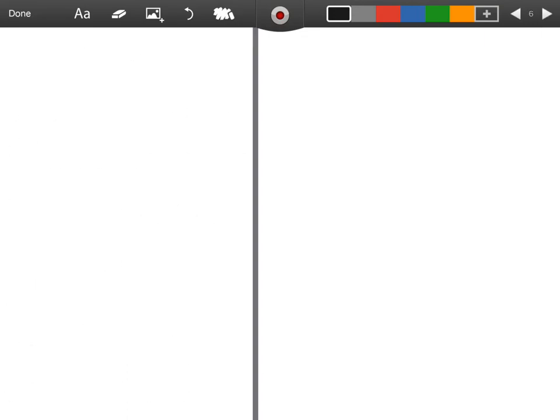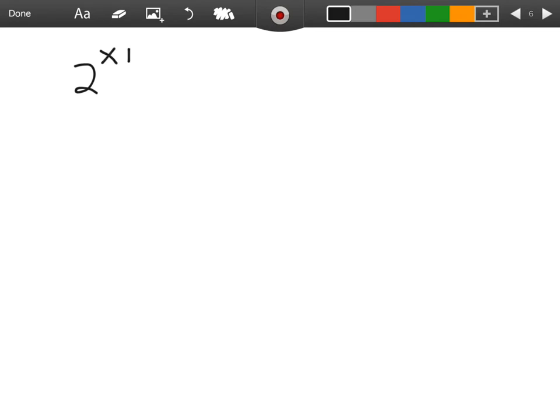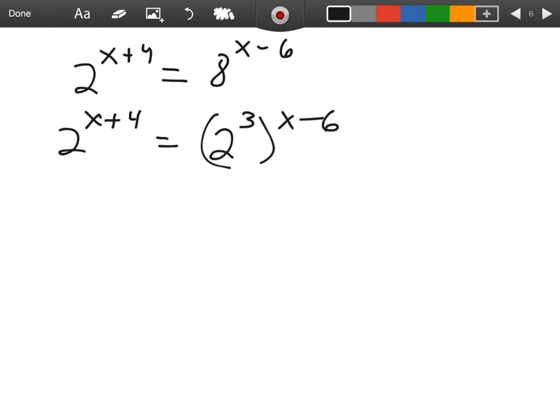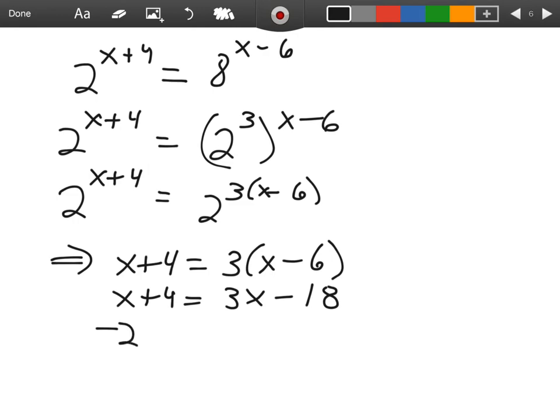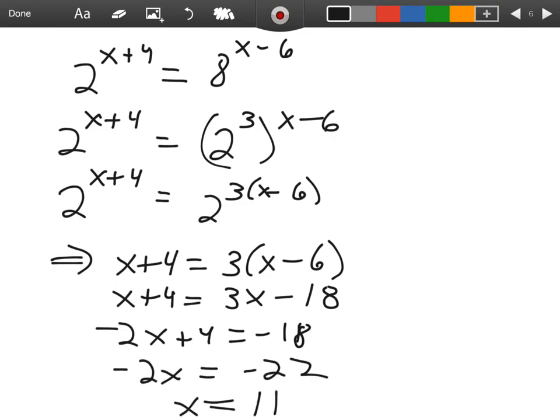Okay, another problem, say I have 2 to the x plus 4 power and 8 to the x minus 6. You can see I can take that 8 and make it 2 to the 3rd power. And I can combine those exponents by multiplying them. Then use rule number 10, or property number 10, and simplify from there. Let's see here, I get negative 2x plus 4 equals negative 18, or negative 2x equals negative 22, or x equals 11.